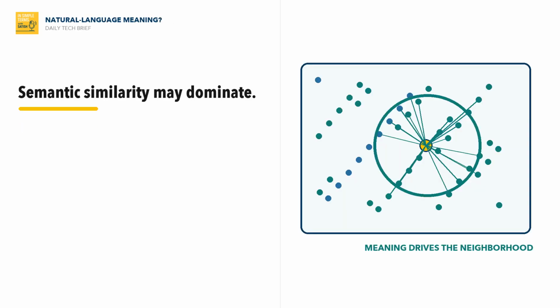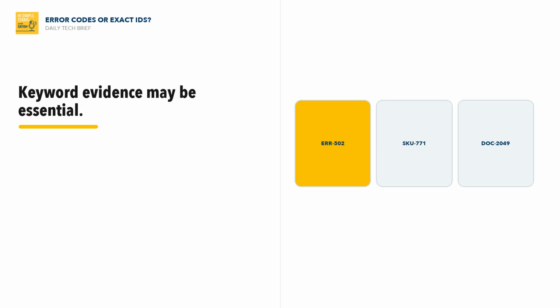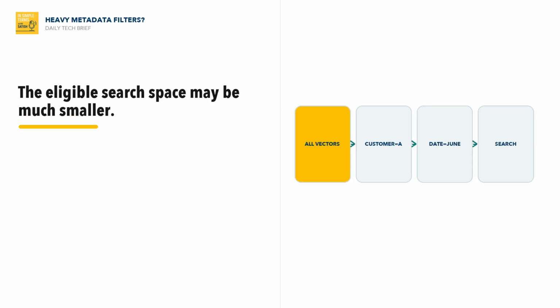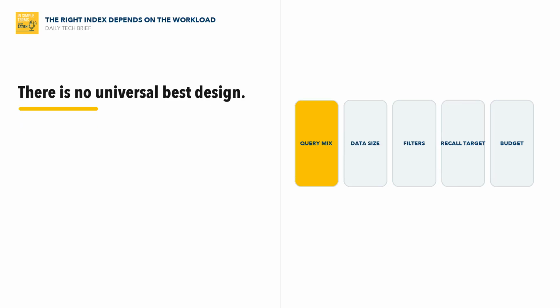Are the queries mostly natural language meaning? Do exact identifiers or error codes matter? Do metadata filters narrow the search space heavily? Those details affect which index design actually makes sense.